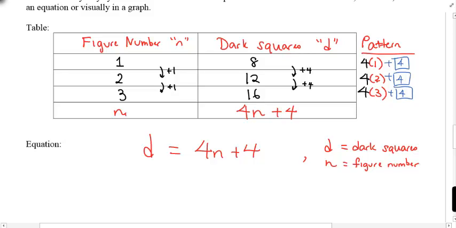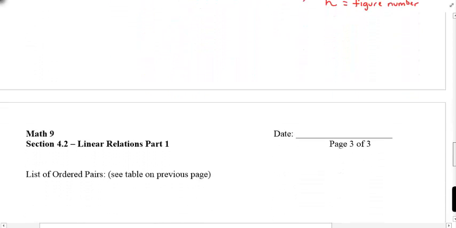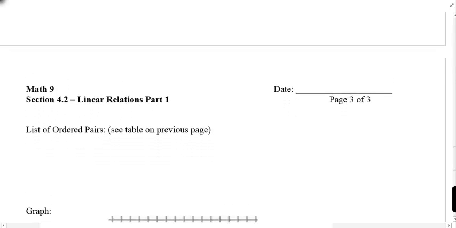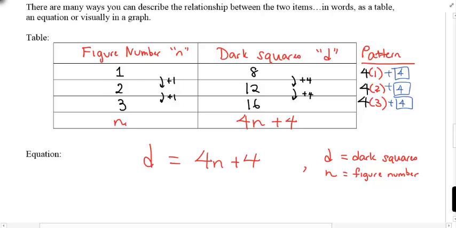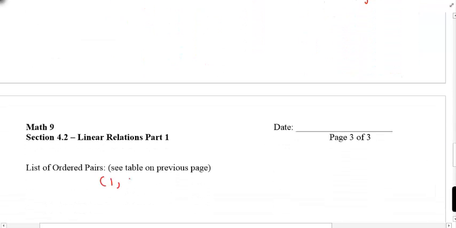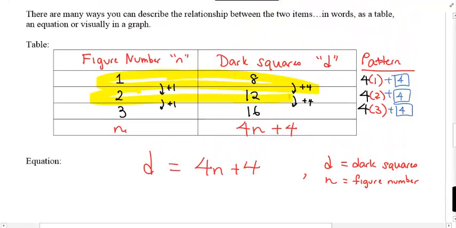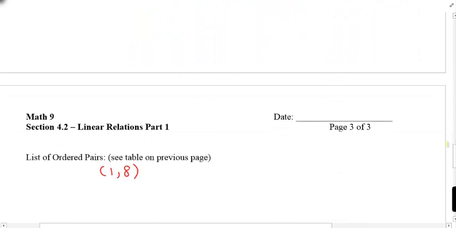Alright, so all that up to here is a review from last day. Let's turn the page, and now I'm going to say, hey, can you list the ordered pairs? So we're going to use our table again, and can you now look at each row and create an ordered pair? So what I want you to do is that 1 and 8, I can write that as 1 comma 8. Let's go back again. How about the next row? 2 and 12. So let's write that as an ordered pair. And then finally, I think we had one more. I think it was 3 and 16. So now we change the table into an ordered pair.